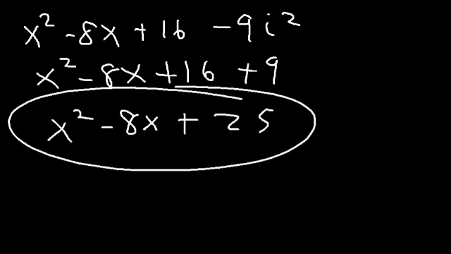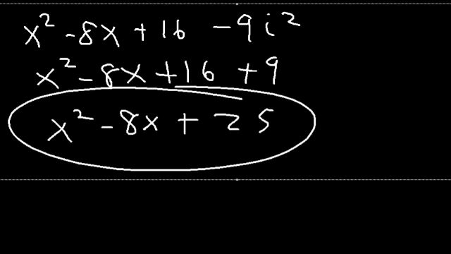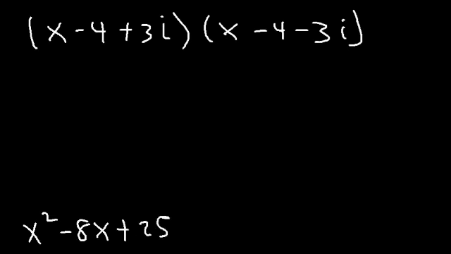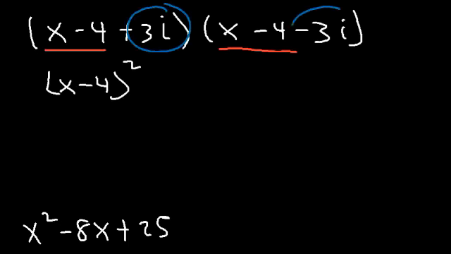Now let's start back from our original factored expression, which was x minus 4 plus 3i and x minus 4 minus 3i. So our goal is to get this answer, x squared minus 8x plus 25. So another way in which you can do it is you're going to multiply x minus 4 times x minus 4, which is x minus 4 squared. And then you're going to multiply these two, 3i times negative 3i.